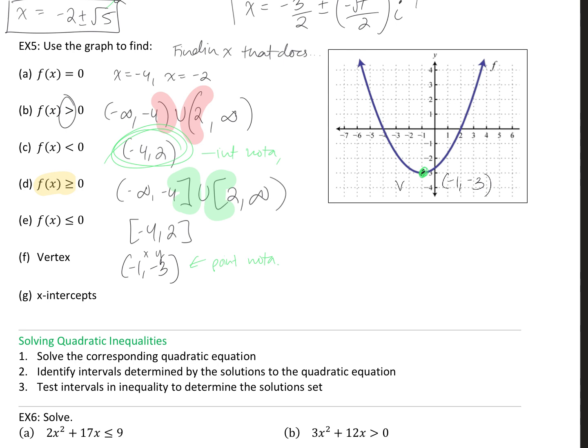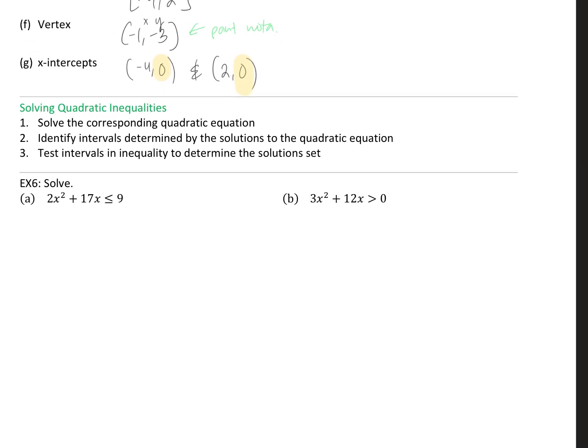Now, what are the x-intercepts? Well, again, these two are the x-intercepts. It's where my function is equal to 0. So those x-intercepts, if I answer in proper form, are going to be (-4, 0) and (2, 0), where we indicate that they're intercepts because the y values are 0. Again, be careful with interval notation and point notation.